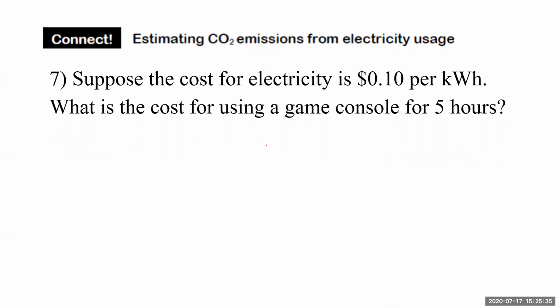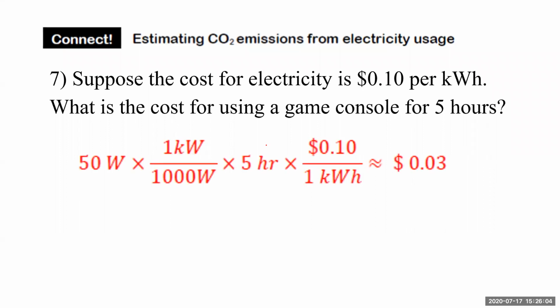Now, suppose the cost for electricity is 0.10 per kilowatt hour. So that's how much you pay for every kilowatt hour. Now, what is the cost for using a game console for 5 hours? So now you have to look for the game console. We already used that, right? A game console is 50 watts, change to kilowatts, multiply by the number of hours, and then multiply by the cost per kilowatt hour. And that is how much you pay for the game console for 5 hours. Sweet.